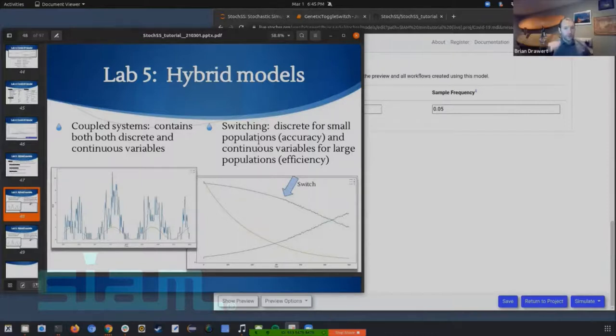When it's low, we can be stochastic. When it's high, we can be continuous. And you can kind of see here that we've got this curve, and at a certain point it switches. It goes below a certain threshold, and below that threshold our variable goes from a smooth continuous variable to a discrete stochastic variable.